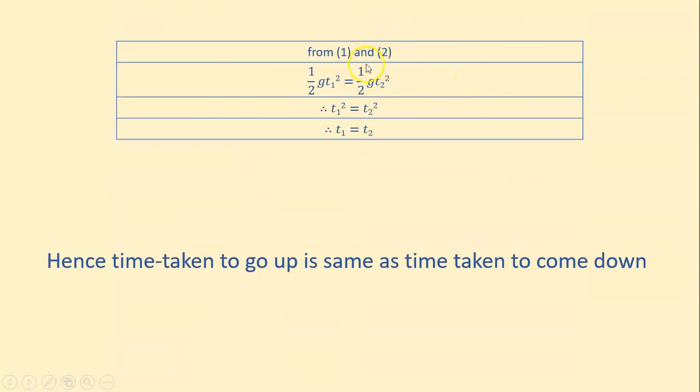From 1 and 2, we get to see 1 upon 2 g t1 square is equal to 1 upon 2 into g t2 square. On cancelling the common terms, we get t1 square is equal to t2 square. Therefore, t1 is equal to t2. Hence, time taken to go up is same as time taken to come down, thus proved.